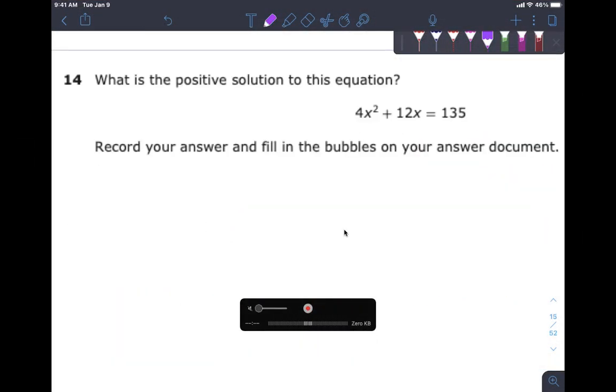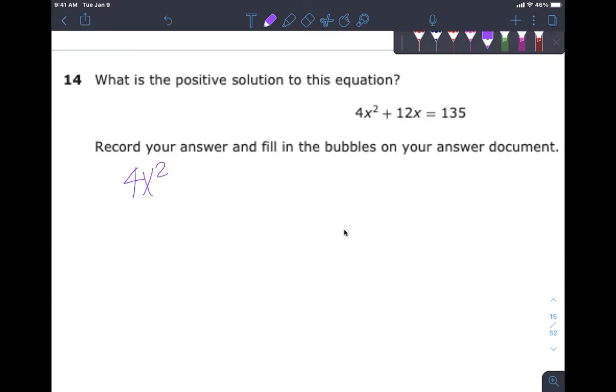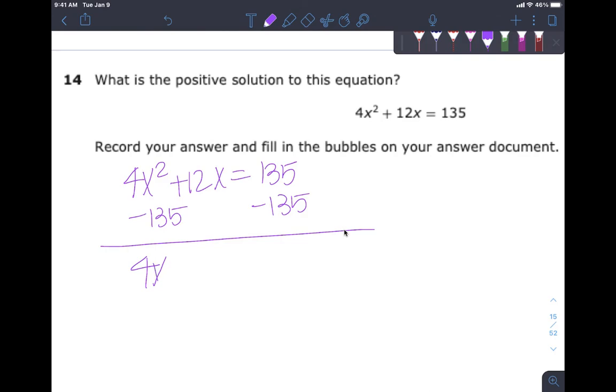What I'm going to do is go ahead and first get this equation to equal 0. So I'm going to copy it over, and I'm going to ask myself, all right, what can I do in order to get this equation to be equal to 0? So I'm going to go ahead and move that 135. Noticing that I'm not really doing anything terribly complicated.